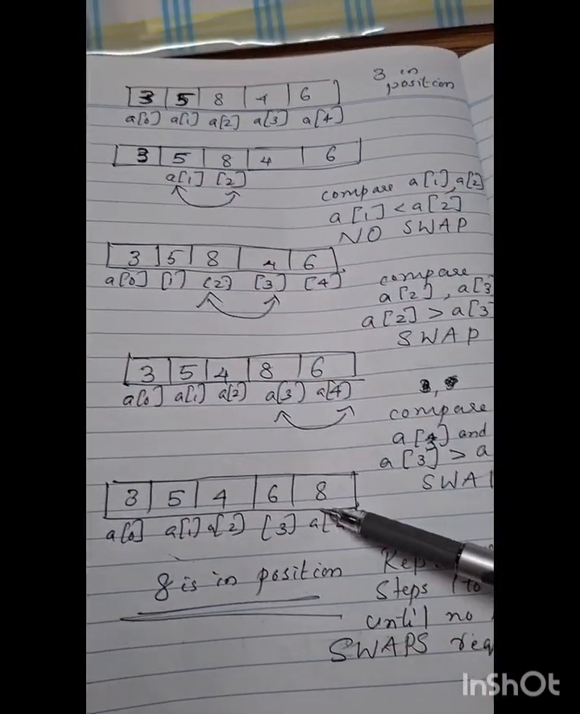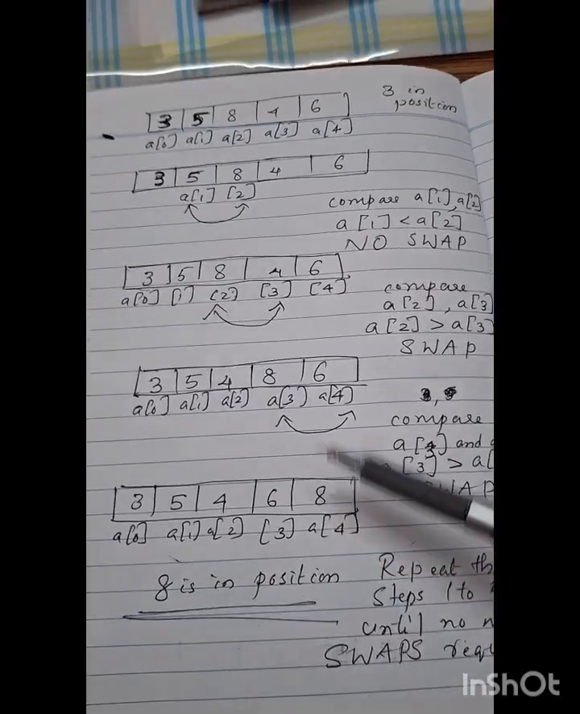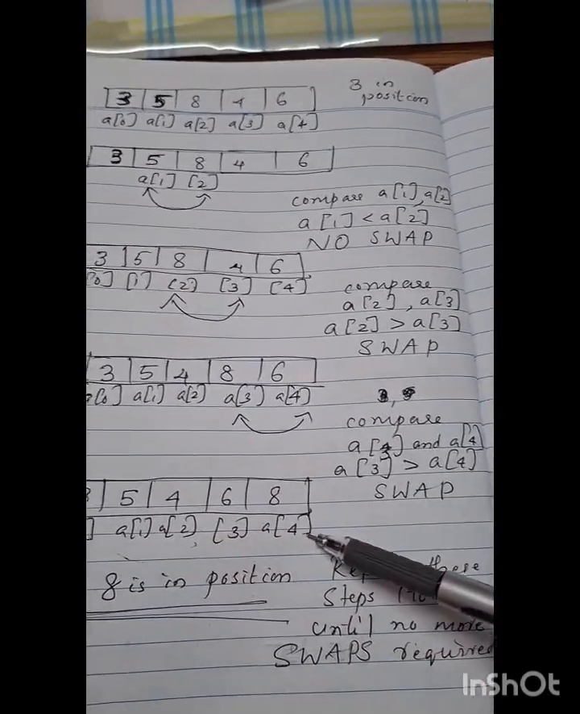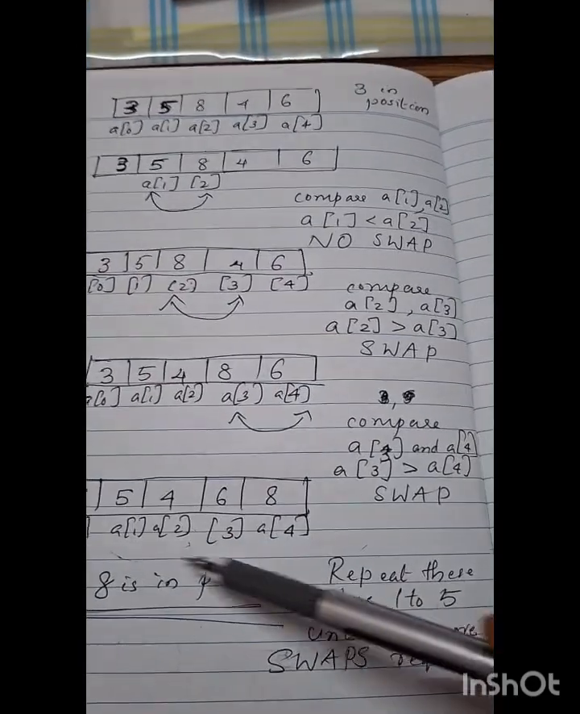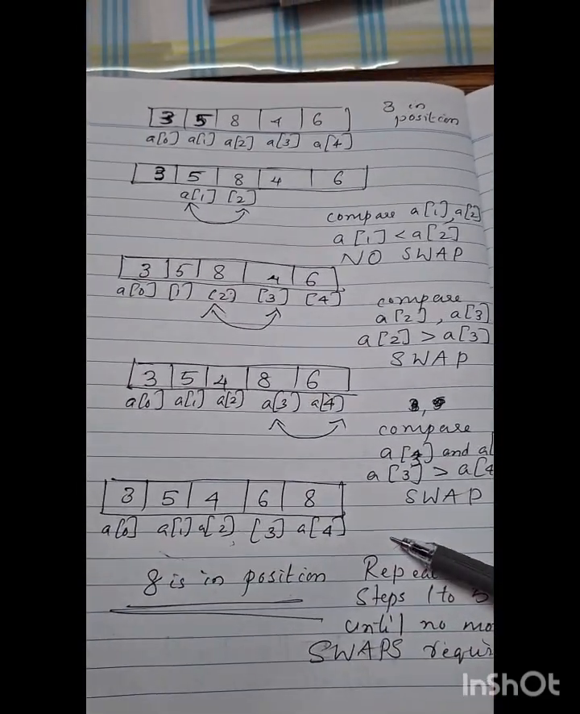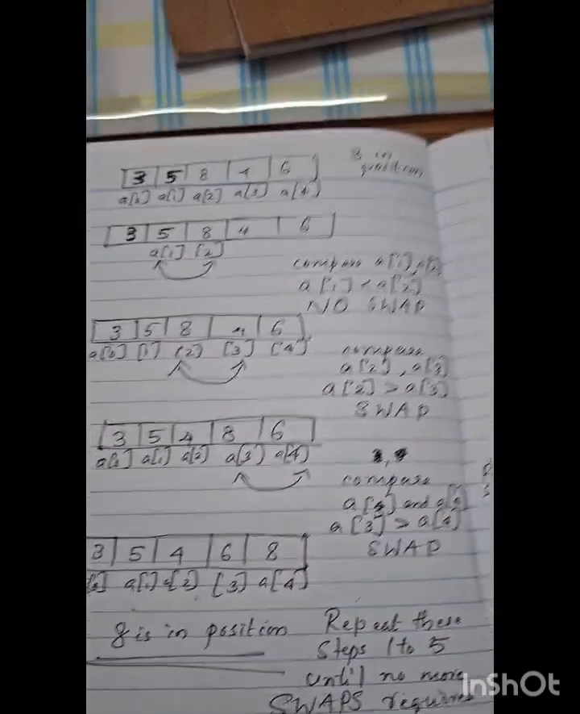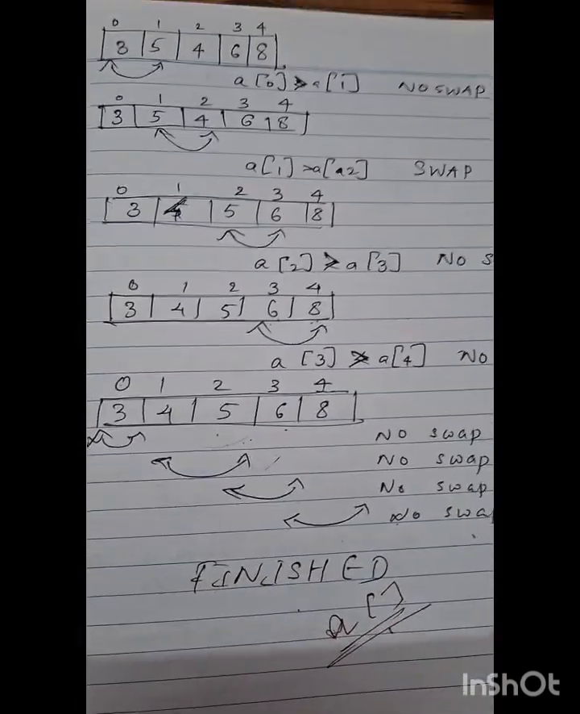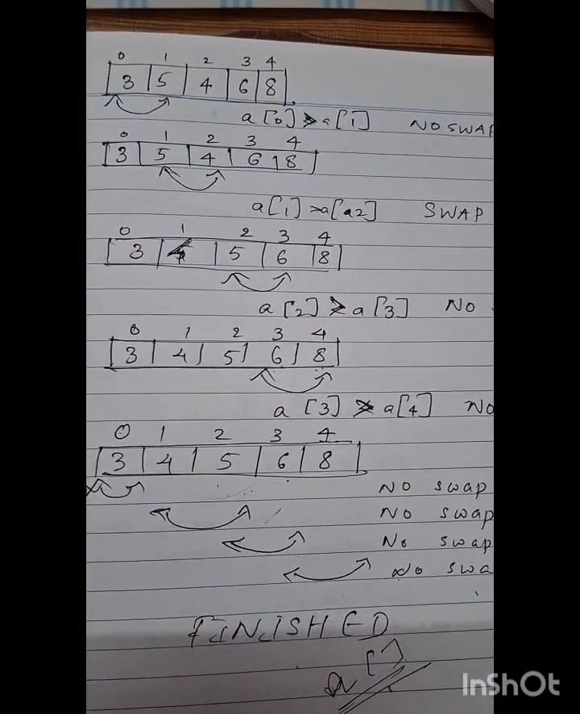First compare the adjacent elements, then swap, adjacent element comparison, swap, until no swaps are found in this sorting. This is the bubble sorting procedure. The final array will be printed as a sorted array. That's all.